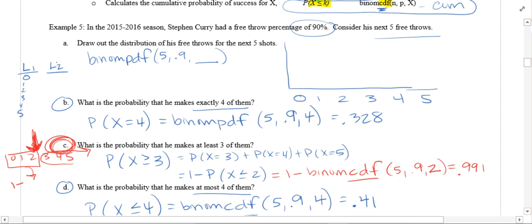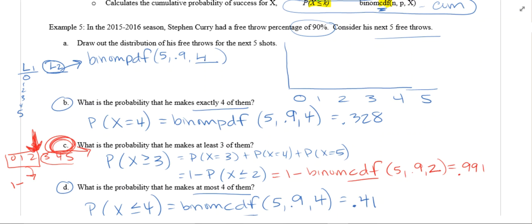So I'm going to go up to where L2 is highlighted, and we're going to do binomial PDF 5, 0.9. What am I going to stick in this blank? I want it to do it for 0, 1, 2, 3, 4, 5, so I'm going to stick in L1. With L2 highlighted, go to second distribution, binomial. Make sure you get PDF. Then 5, 0.9, comma, and then L1.